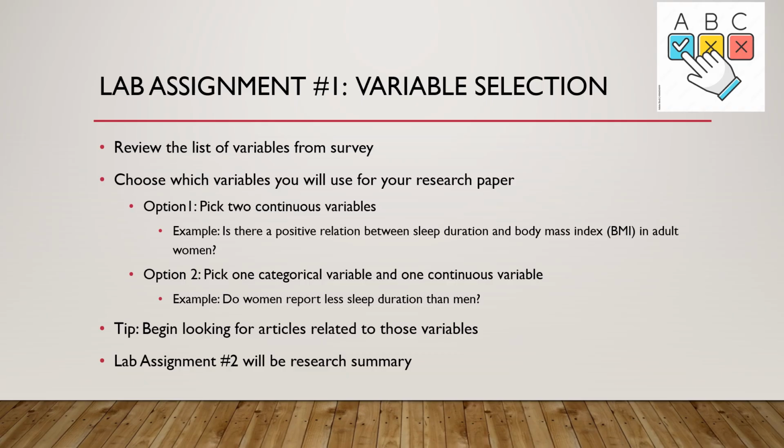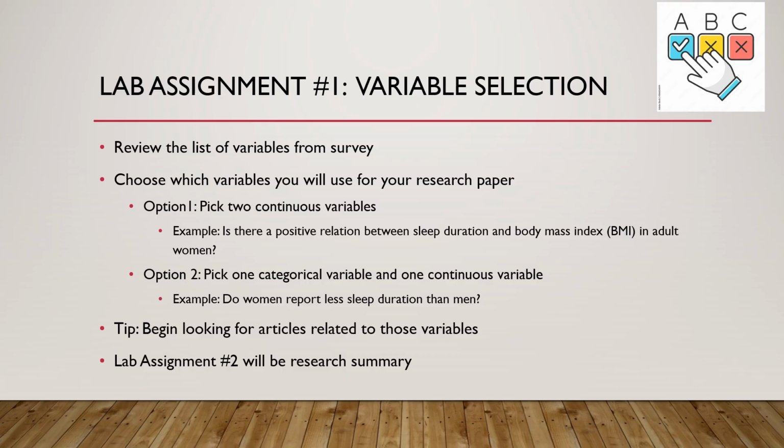The first is you can pick two continuous variables. Remember, continuous variables are ones that don't have clear demarcations between levels. They kind of flow between. This is going to be a lot of the depression or risk-taking variables. So for example, we might say, is there a positive relationship between sleep duration and body mass index in adult women? Here, you see that sleep duration, how long you slept, is a continuous variable. It could be a little, it could be a lot. And body mass index is also a continuous variable. You have a kind of cascading number and score for BMI.